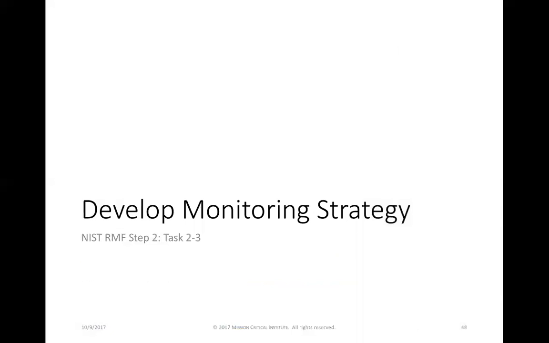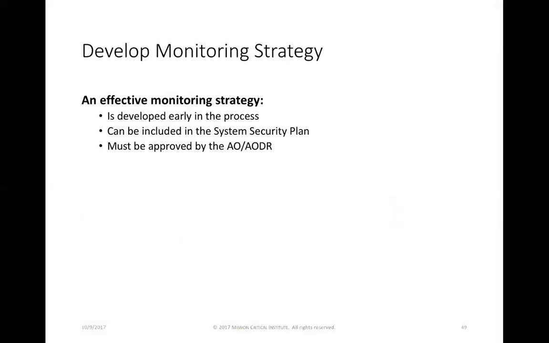Okay, next, in this step two, you also have to develop a monitoring strategy. Continuous monitoring is what you're going to be doing most of the time under the risk management framework for a system. So it's very important to develop a monitoring strategy from the very beginning. That's why it's in task 2. So task 2-3 is development of a monitoring strategy. An effective monitoring strategy is developed early in the process, as I just mentioned.